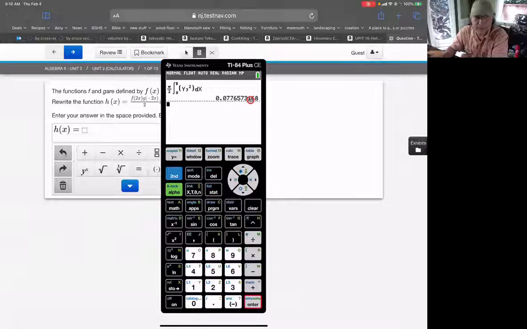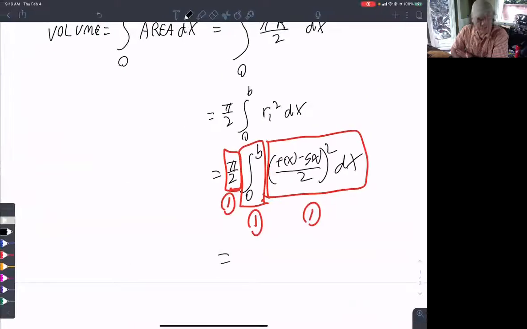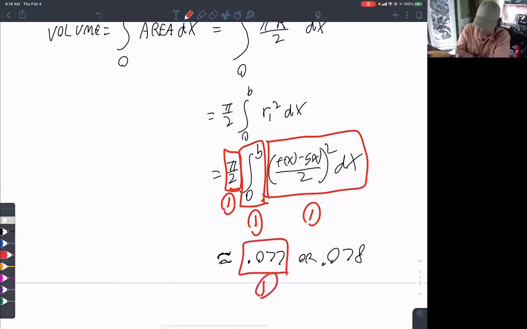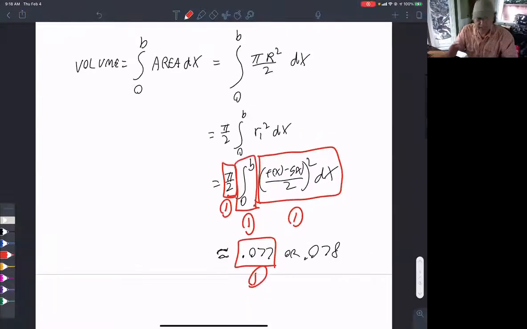But if you don't remember how many places after the decimal, I would not round off if you weren't sure. So for the answer, you should put a squiggly because we are rounding off. It doesn't equal, it's approximately equal to. I would put 0.077, or if you round off 0.078, I would give you 1 point for the answer. And that's the breakdown of this problem.